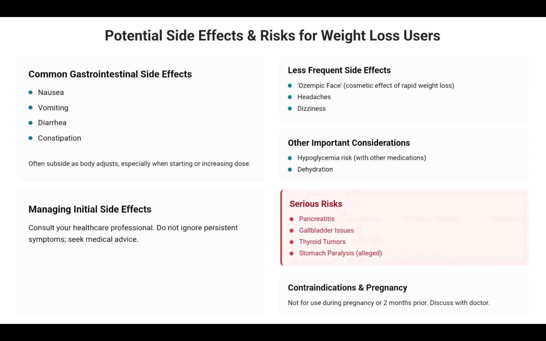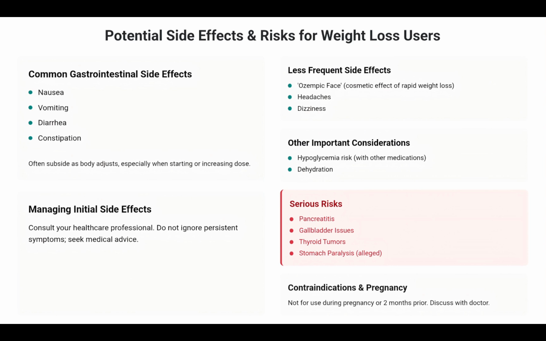Pancreatitis: acute pancreatitis has been reported. Counsel patients to report persistent severe abdominal pain immediately and discontinue the drug. Gallbladder issues: cholelithiasis and cholecystitis have been associated with rapid weight loss and GLP-1 use.